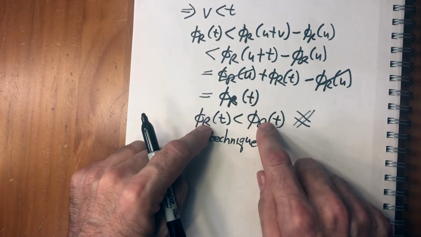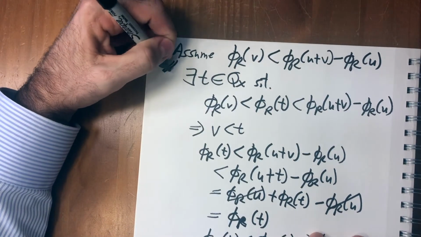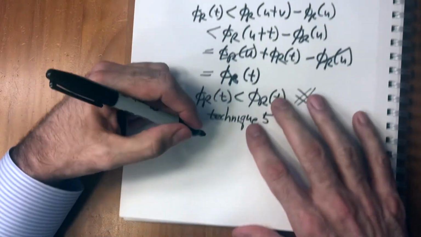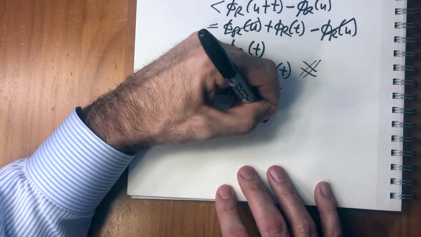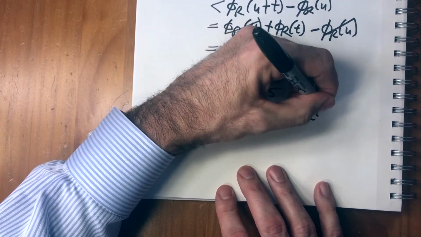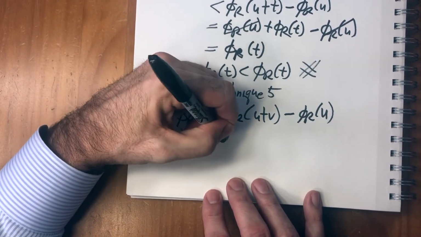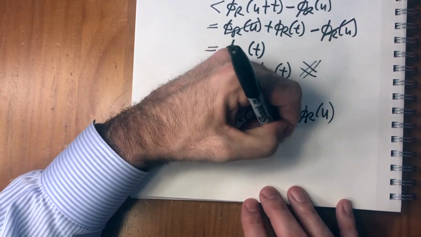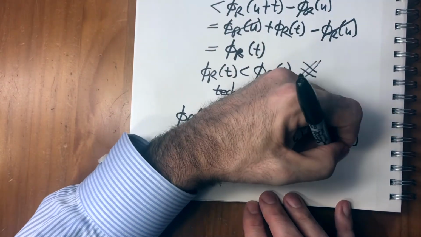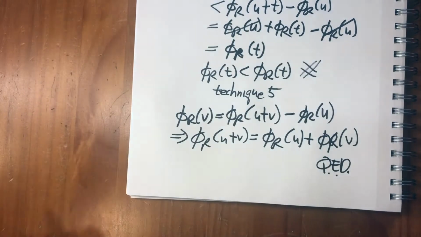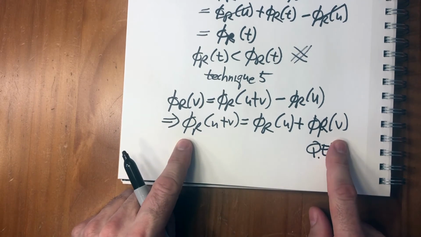That if you can show that a is less than a, then you've reached a contradiction because this is impossible. So the assumption must be untrue. Therefore, it must be that in fact phi r of v equals phi r of u plus v minus phi r of u. Therefore, rearrange it, and we have phi r of u plus v equals phi r of u plus phi r of v, QED. We did it. Okay, this means that phi r does preserve addition.